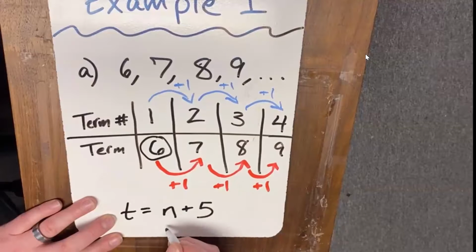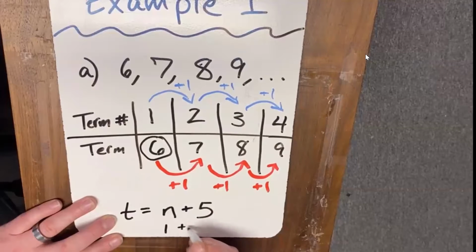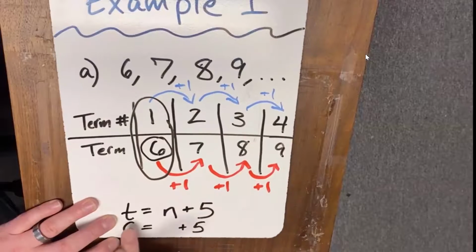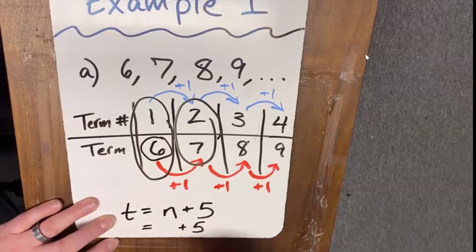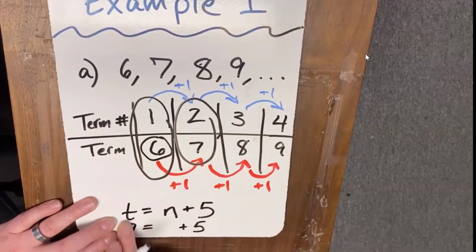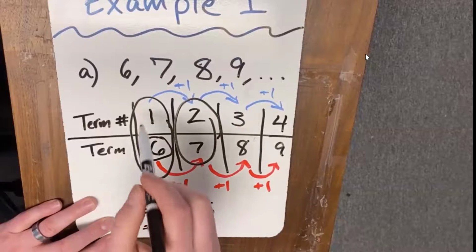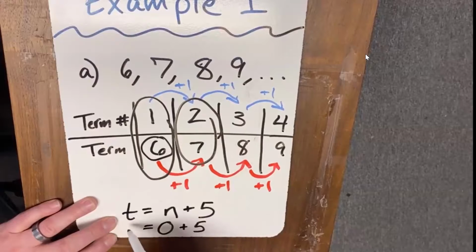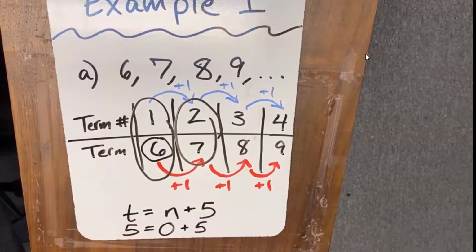If I plug in 1 for my term number, 1 plus 5 equals 6. That was this column. If I plug in 2 for n, 2 plus 5 equals 7. That's how I know this is true. You may wonder, what if I plug in 0? That is not on my list here. If I plugged in 0, my term would just be 0 plus 5, which is 5. So that is example 1, letter A.